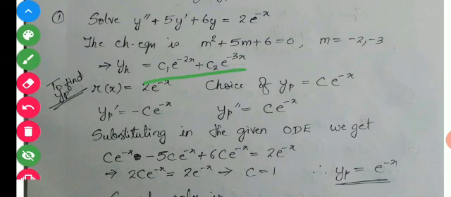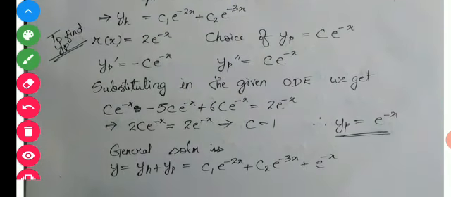So now you have found yh. Your yh is c1 e raised to minus 2x plus c2 e raised to minus 3x. You already know how to solve the homogeneous part, so I am not elaborating anymore. Now we will look at how to find yp.